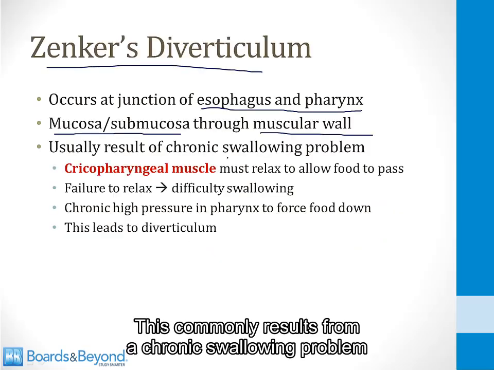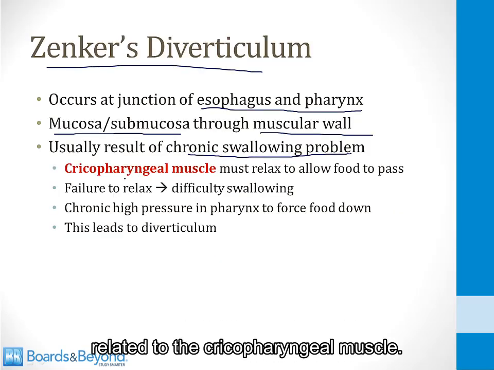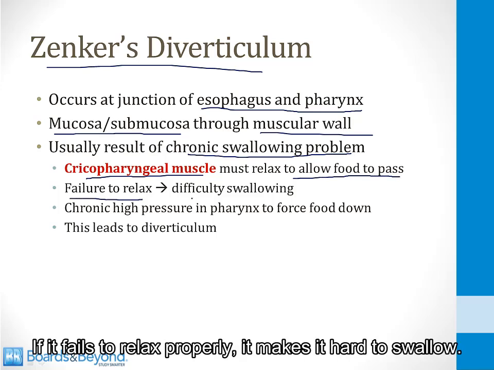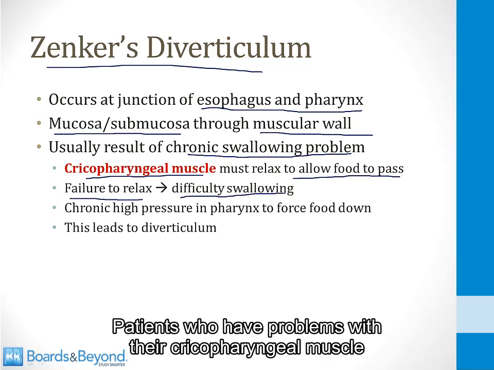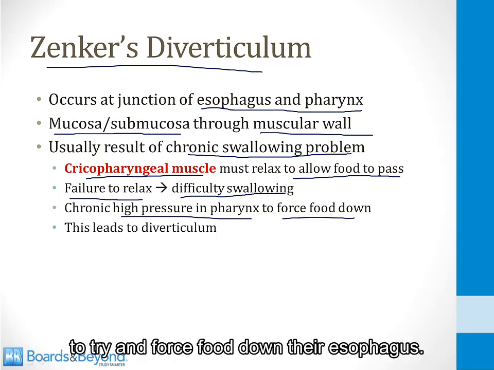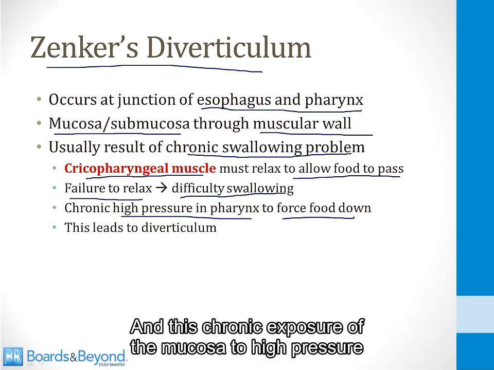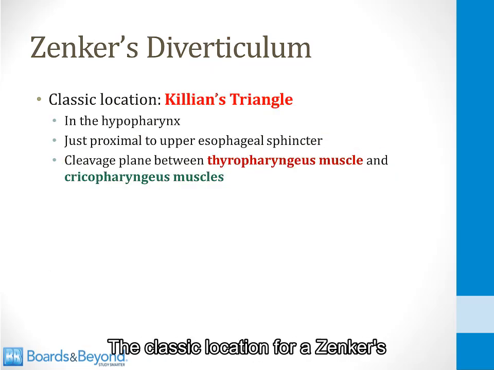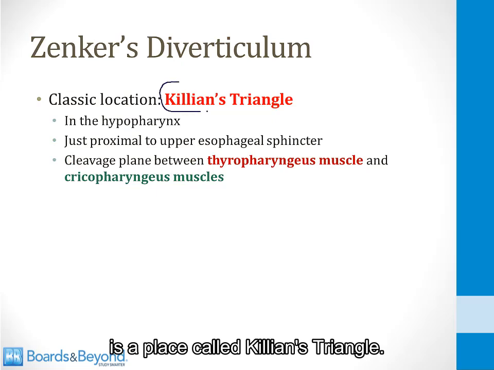This commonly results from a chronic swallowing problem related to the cricopharyngeal muscle. This muscle needs to relax to allow food to pass through the esophagus. If it fails to relax properly, it makes it hard to swallow. Patients who have problems with their cricopharyngeal muscle will therefore generate high pressure in the pharynx to try and force food down their esophagus, and this chronic exposure of the mucosa to high pressure can lead to the formation of a diverticulum.